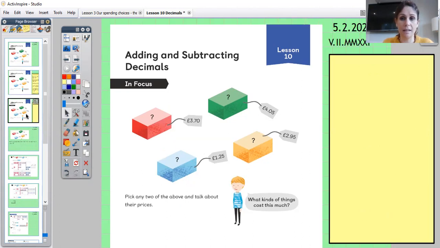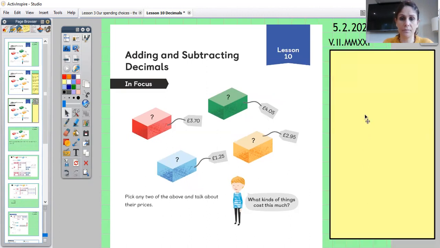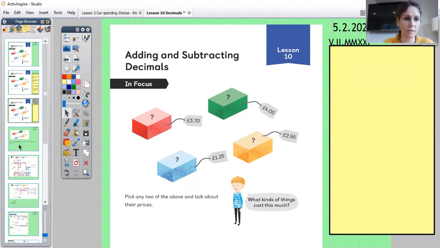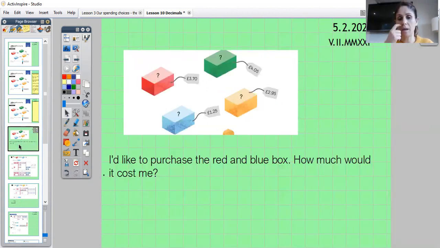Okay, let's have a look at our next page then. Sorry, didn't mean to have that one on there. I'd like to purchase the red and the blue box. So how much would it cost me? Now, we've done a lot of talking about adding and subtracting decimals, so I'm not going to linger too much today. Obviously, if you do need any extra help, then you can ask us on Tapestry and we're more than happy to give you some more advice.